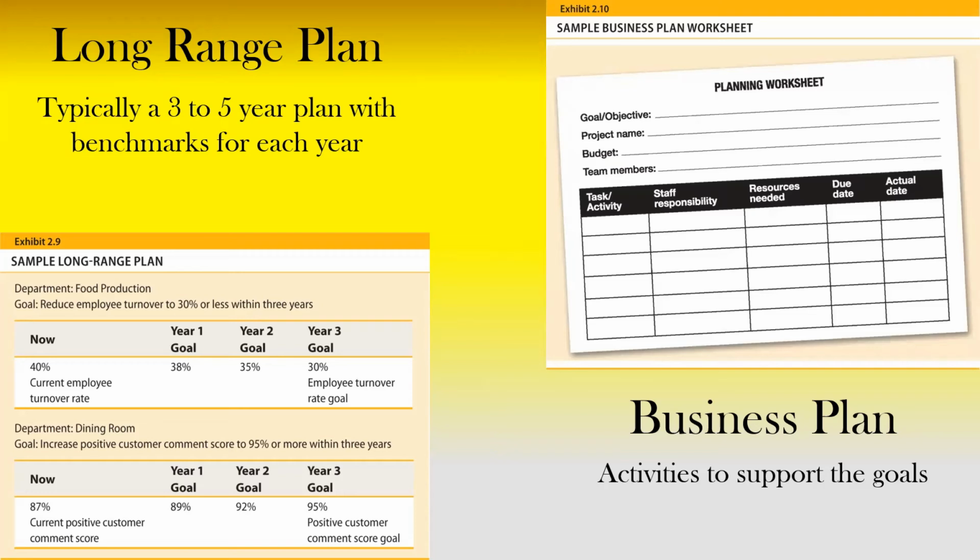So business plans are, again, activities to support the goals. So here's an example of a planning worksheet from the book. What is the goal? The name of the project, if you have it, what the budget for it, who's on that team, and then what are they doing as part of the goal, who's responsible for it, what do they need as far as resources, when's it due, and when does it actually get done.